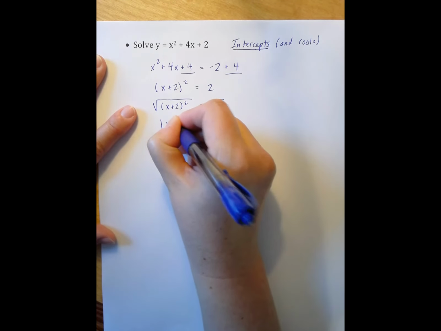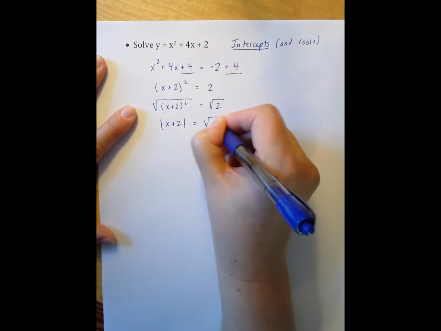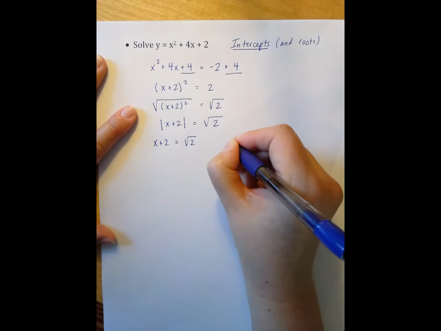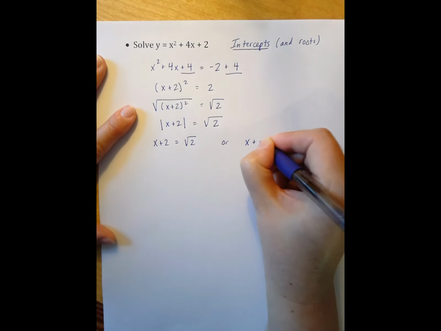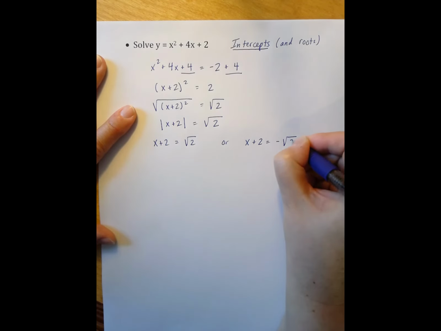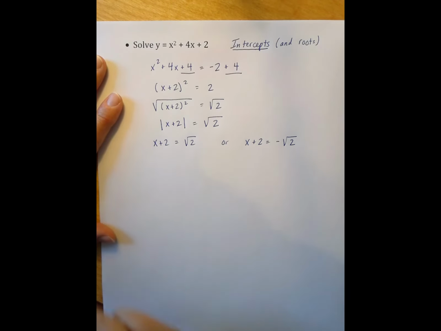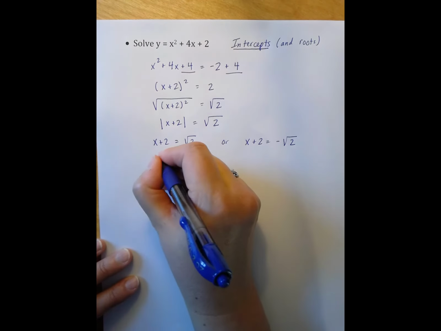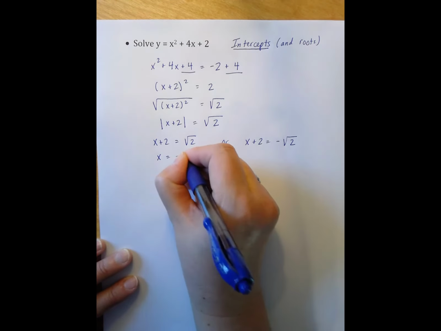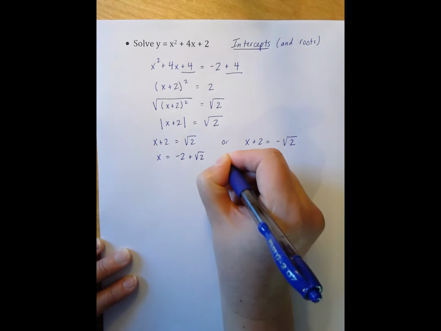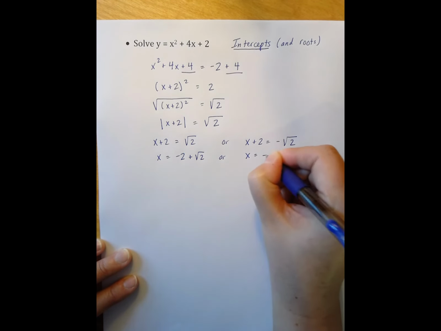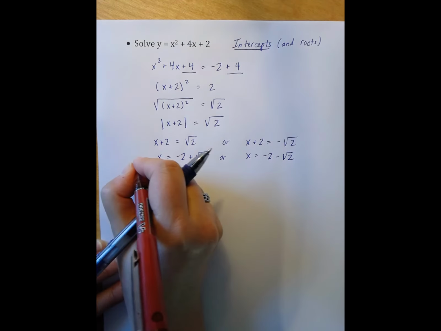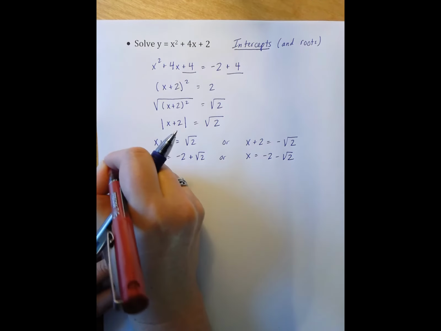Absolute value. So then x plus 2 equals positive root 2, or x plus 2 equals negative root 2. And so now I have lots I can talk about. I can write it first as my solution. So x equals negative 2 plus root 2, or x equals negative 2 minus root 2. So there's the place where I have the solution.